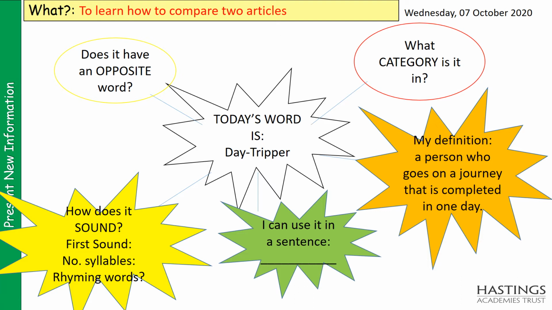So if you could go around the different bubbles and fill in your word of the day diagram for what category it's in. Does it have an opposite word? How does it sound? First sound, number of syllables, are there any rhyming words? And can you write an example sentence? So pause the video on the screen to give yourself a chance to do that and then come back when you're ready.